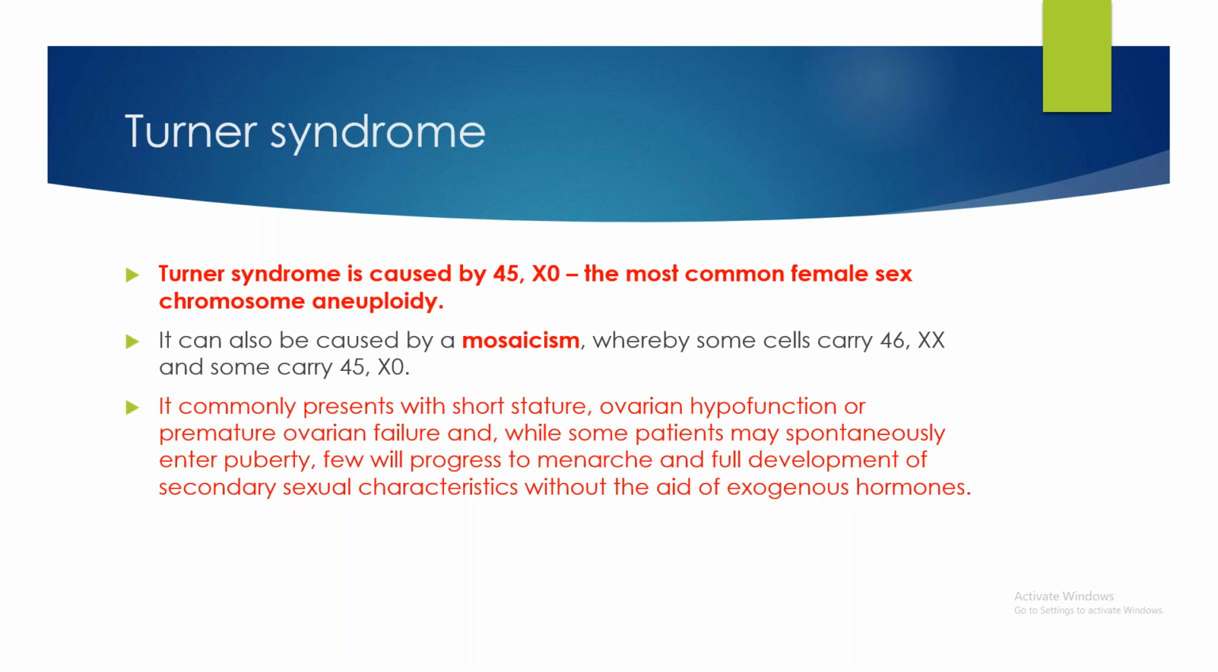Some patients may enter into puberty. Few will progress to menarche and full development of sexual characteristics without the aid of exogenous hormones. So only a few patients will reach menarche. They will have menstruation, but ultimately they are going to have premature ovarian failure. Most of the patients will require exogenous hormones for the initiation of their puberty.